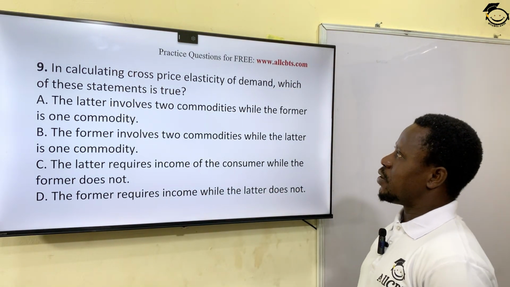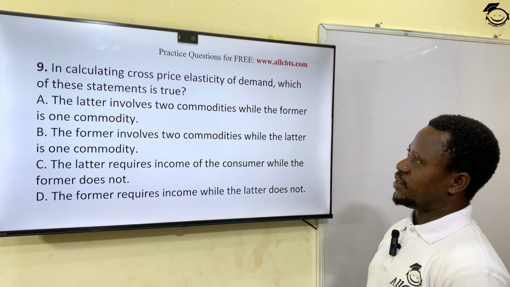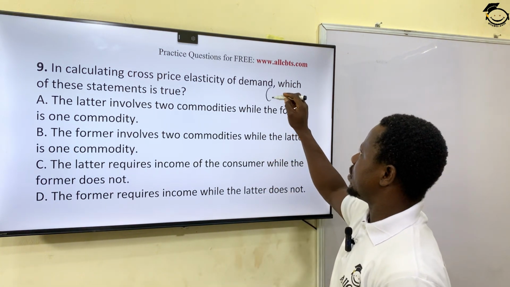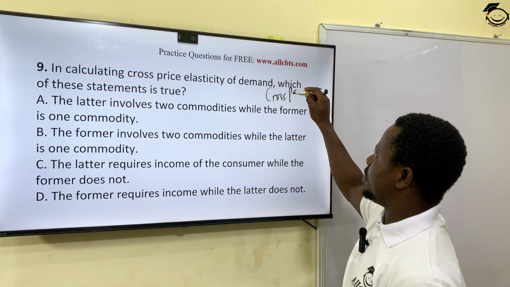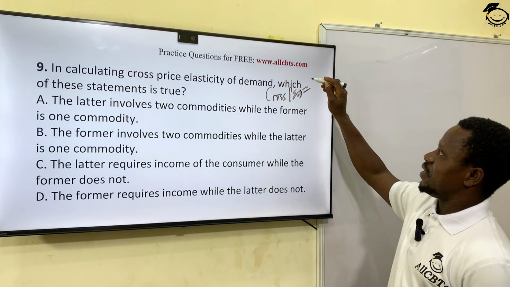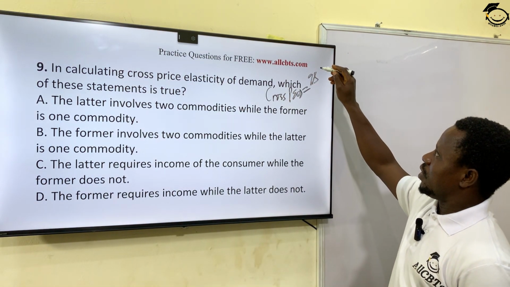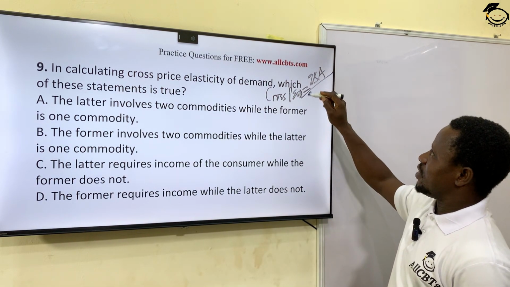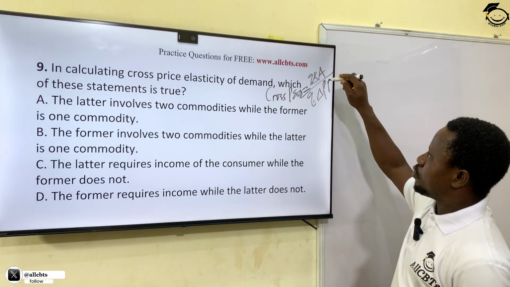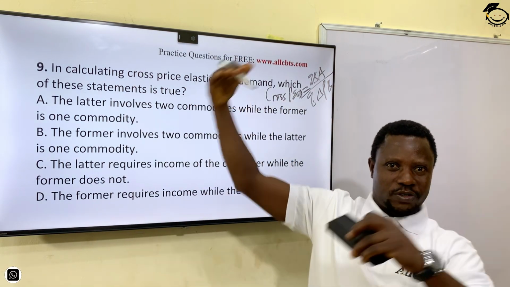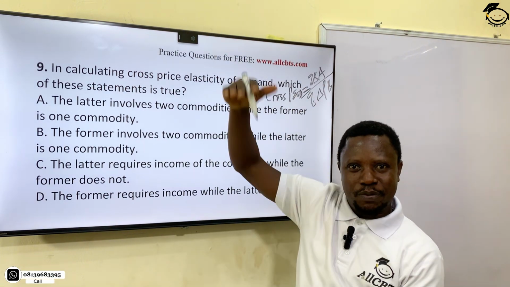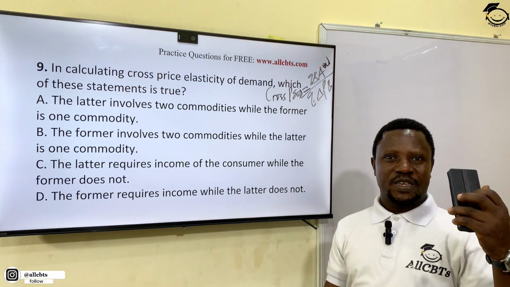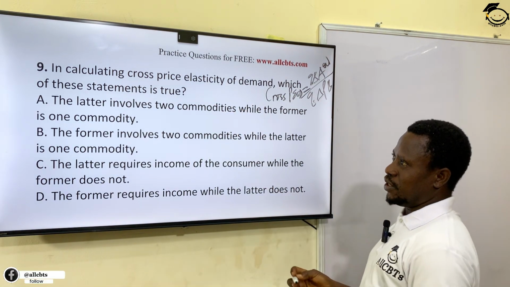In calculating cross-price elasticity of demand, which of this statement is true? Please take notes. When you talk about cross-price elasticity of demand, we are saying that there's a percentage change in the quantity of a product A, and we are combining it with a percentage change in the price of product B. That's alternate. It's crossing, A and B. So you consider the quantity of A and the price of B, how they're interrelated, how they affect each other.